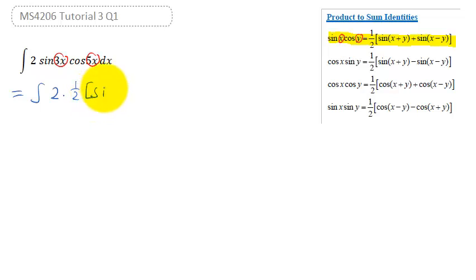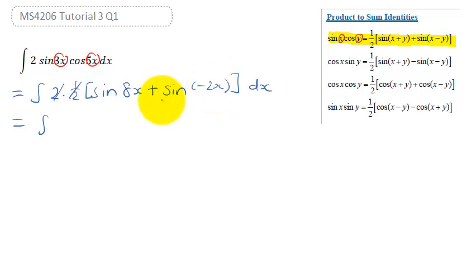So I'll have sine of the addition of the angles, 3x plus 5x is 8x, plus sine of the subtraction of the angles, 3x minus 5x is negative 2x. So at this point, I can see 2 and half will nicely cancel each other.